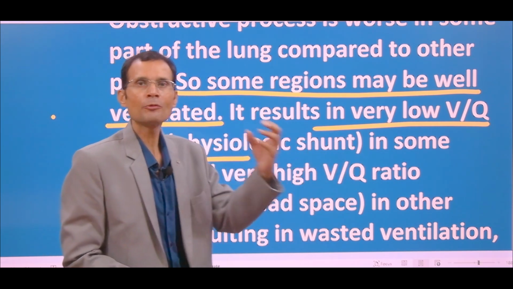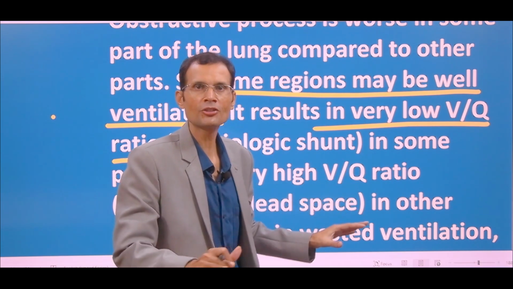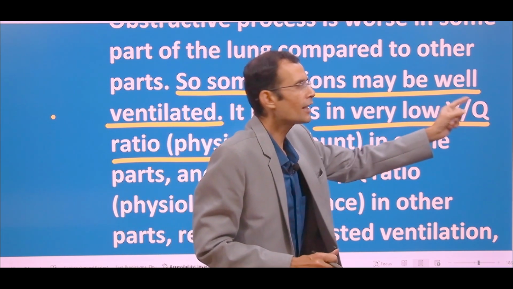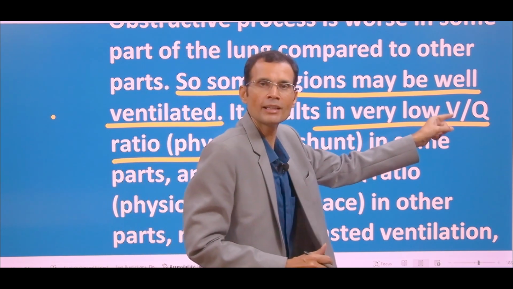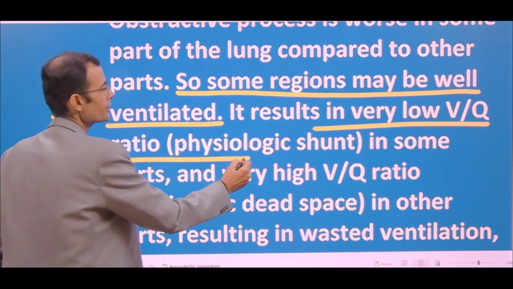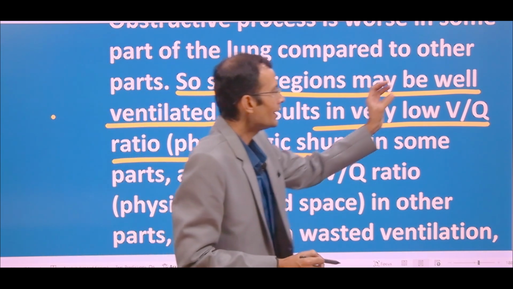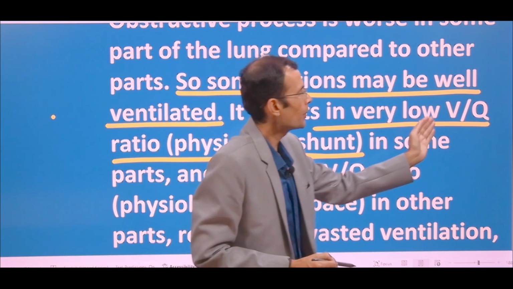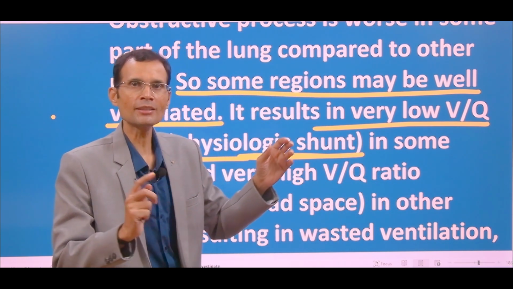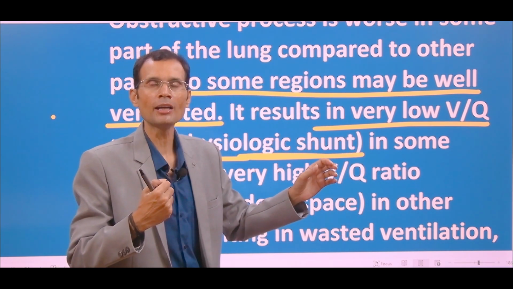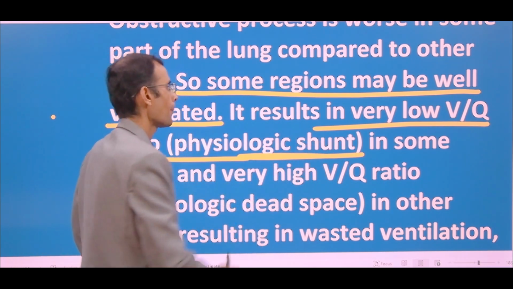In some regions the ventilation is low because alveoli have been damaged, destroyed. So the ventilation to perfusion ratio is also low, the numerator is less. This is called physiologic shunt. Means what? Less ventilation but relatively more blood perfusion. So blood is just shunted past the alveoli without picking up oxygen. So it is called physiologic shunt.